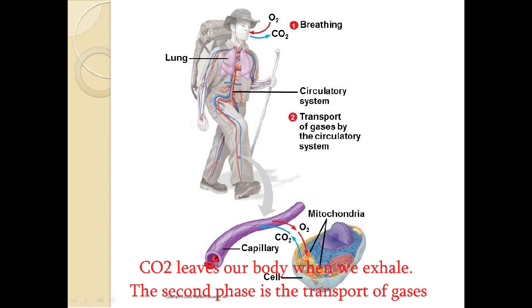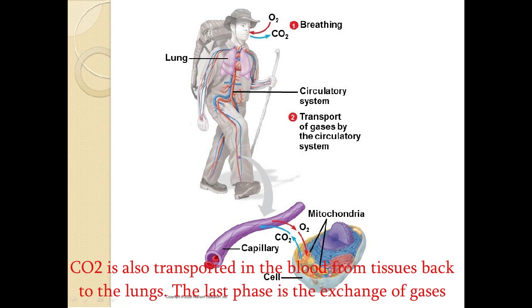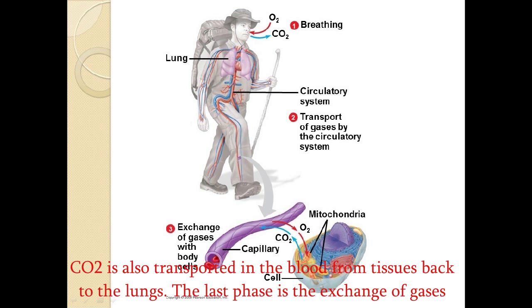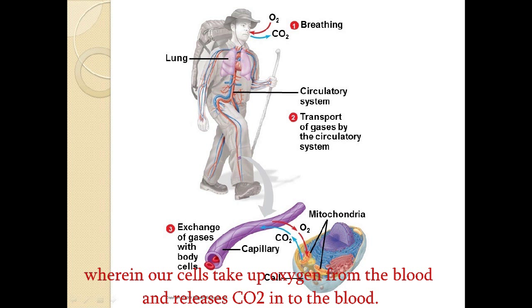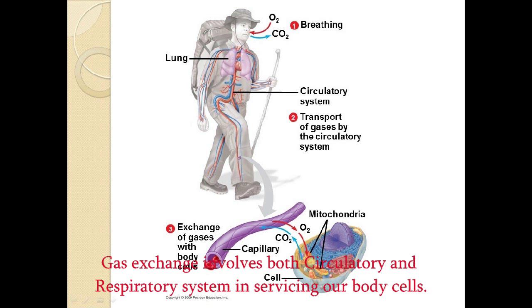The second phase is the transport of gases, which is supported by the circulatory system. In this phase, the oxygen binds to the hemoglobin in red blood cells. Carbon dioxide is also transported in blood from tissues back to our lungs. And the last phase is the exchange of gases, wherein our cells take up oxygen from the blood and release carbon dioxide to the blood. Gas exchange involves both the circulatory and respiratory systems in servicing our body's cells.